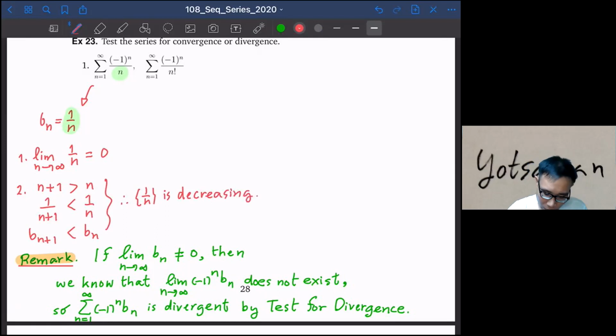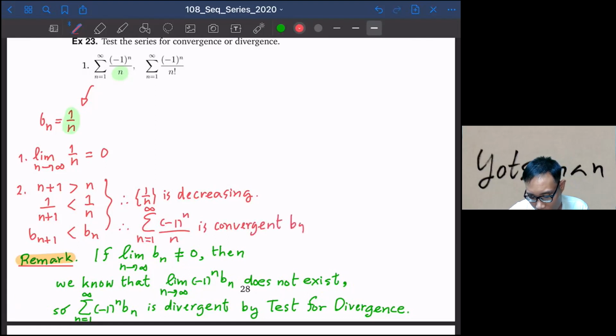Okay, so the series n equal to 1 to infinity of (-1)^n over n is convergent by the alternating series test. Okay, so that is the test we use in order to conclude that your series turned out to be convergent.